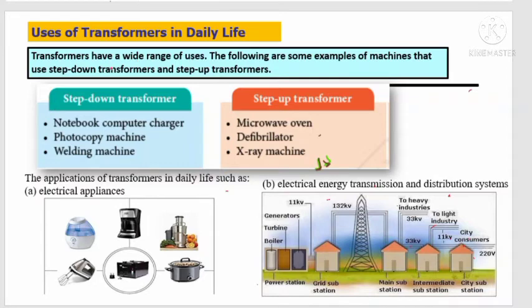Uses of transformers in daily life. Transformers have a wide range of uses. The following are some examples of machines that use step-down transformers and step-up transformers. For example, step-down transformers decrease voltage: notebook computer charger, photocopy machine, and welding machine. Step-up transformers increase the voltage of the AC power supply: microwave oven, defibrillator, X-ray machine, and many more. You can look at the electrical appliances that use transformers. Of course, these are electrical appliances that use a smaller voltage or larger voltage than our household voltage.